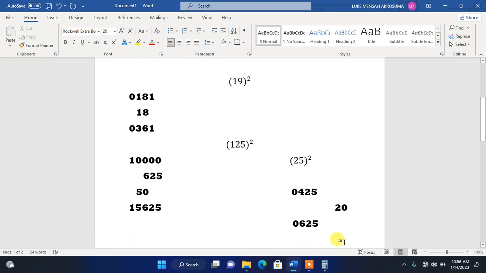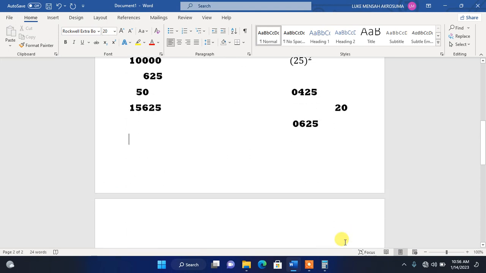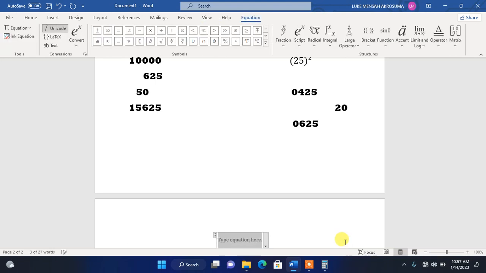Now let's try one more three-digit number and see what we get. Another one is 325 squared. Let's try 325 squared.